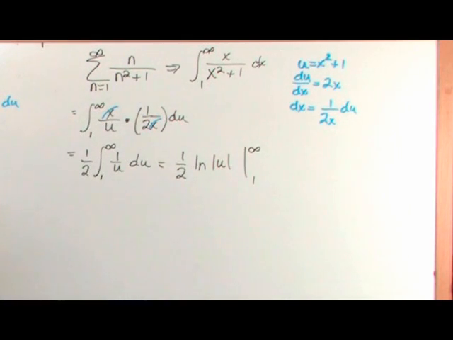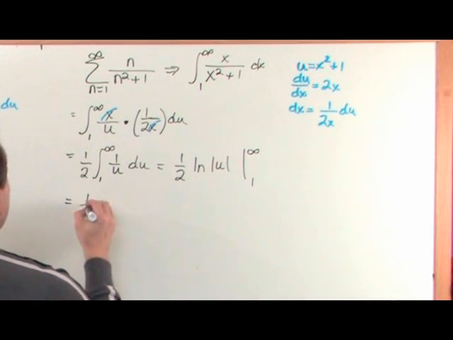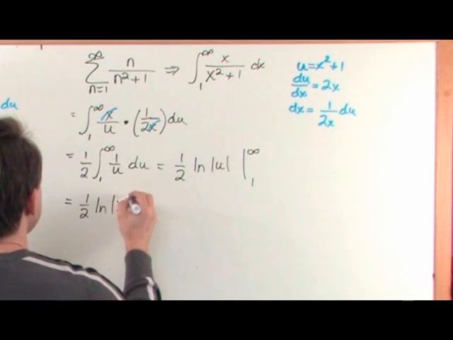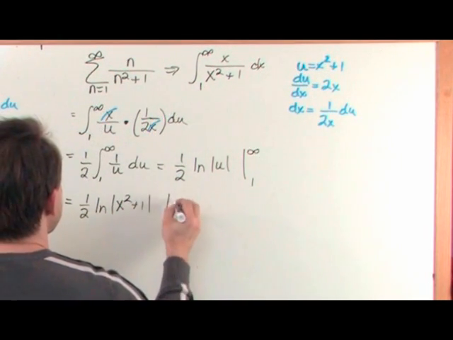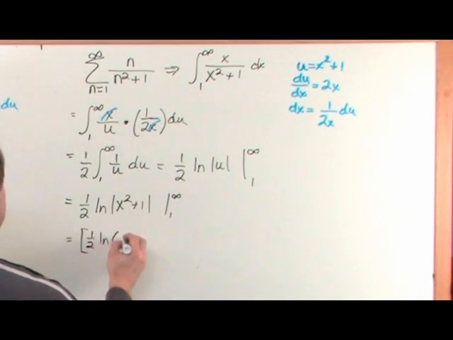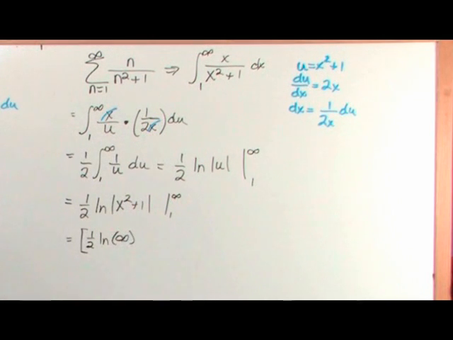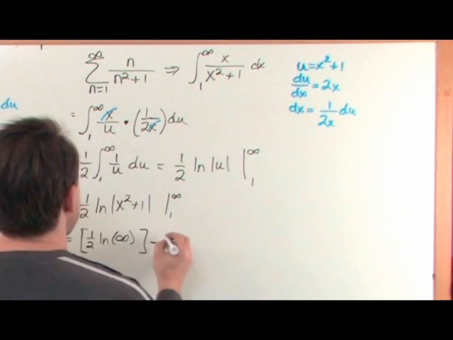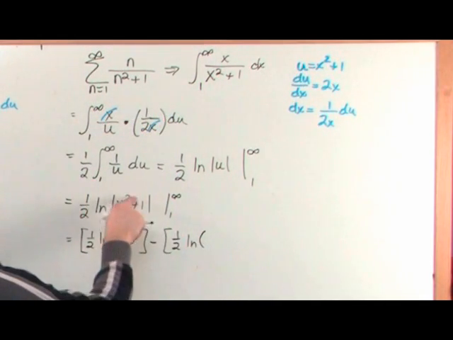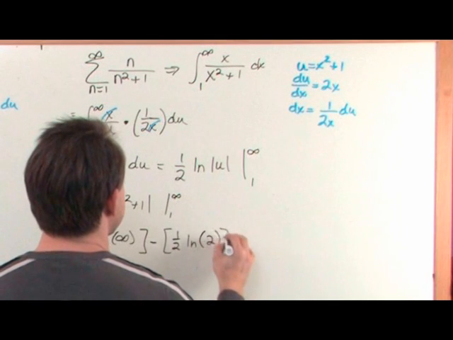But we don't actually want to evaluate it yet because I have my answer in terms of u and my limits in terms of the other thing there. So what I'm going to do next is say 1/2 natural log, and I'm going to plug in what I know for the u, which is x squared plus 1, evaluated from 1 to infinity. And let's go ahead and do that. It's 1/2 times natural log of infinity, plugging in infinity here, infinity squared plus 1 is infinity, minus 1/2 natural log of 1 squared plus 1, which is 2, okay?